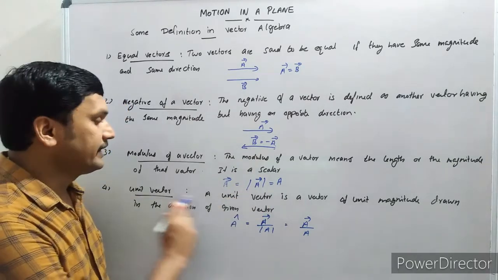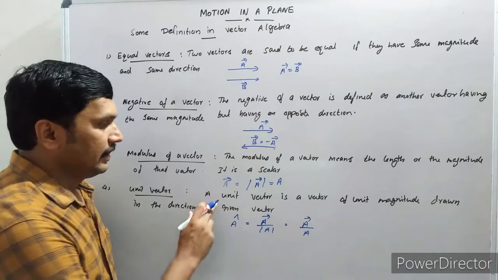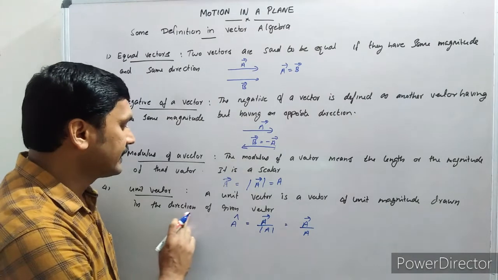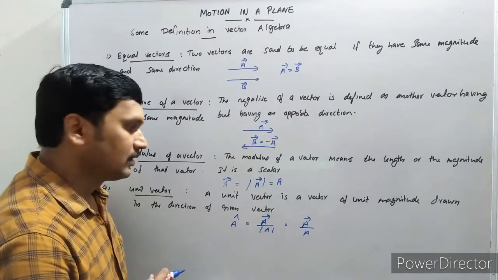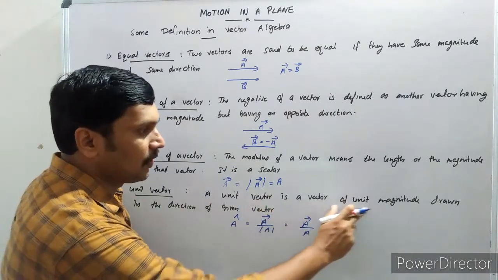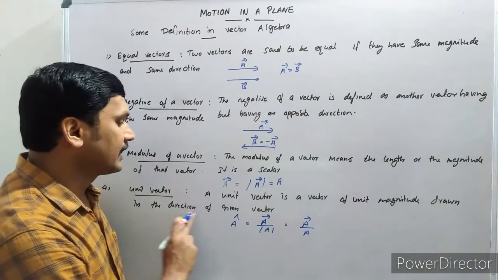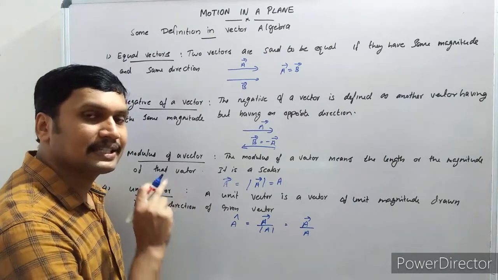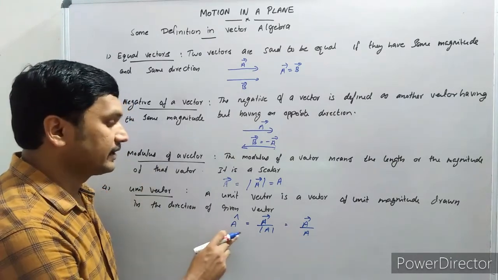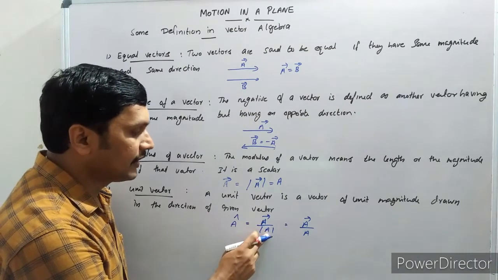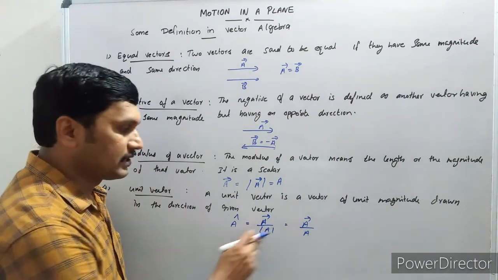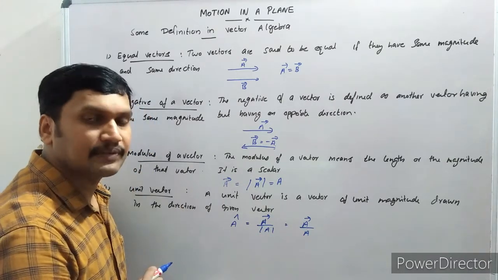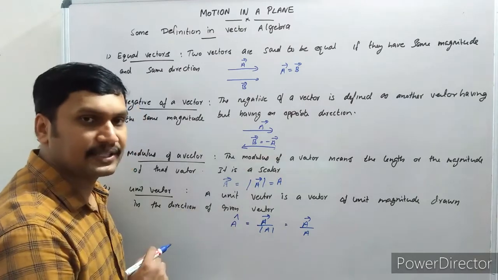Now for the definition, unit vector. A unit vector is a vector of unit magnitude drawn in the direction of a given vector. For example, if you want to draw a unit vector in the direction of vector A, it can be done this way, vector A divided by its magnitude. Vector A divided by the magnitude of that vector. Then that will be a unit vector drawn in the direction of vector A.